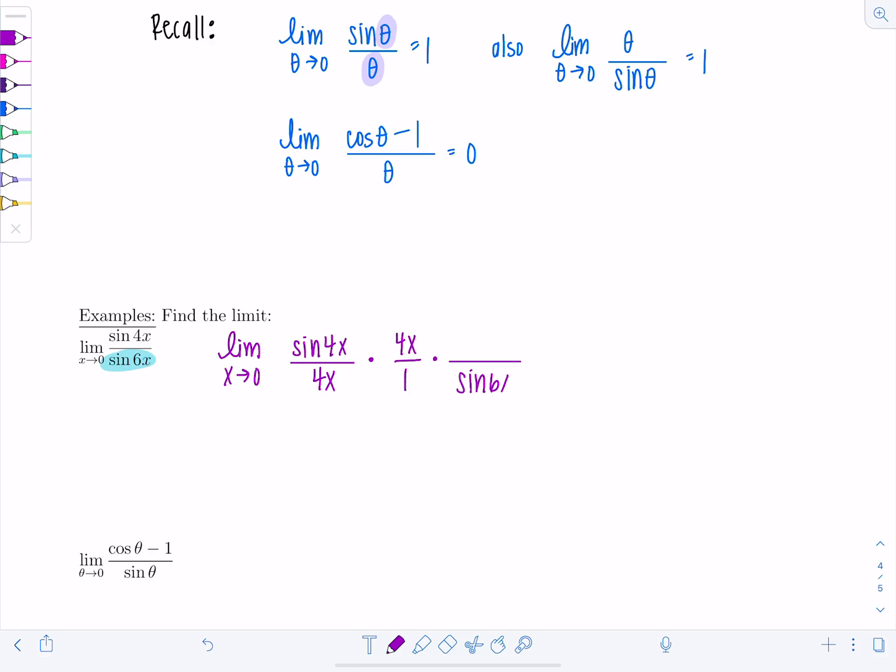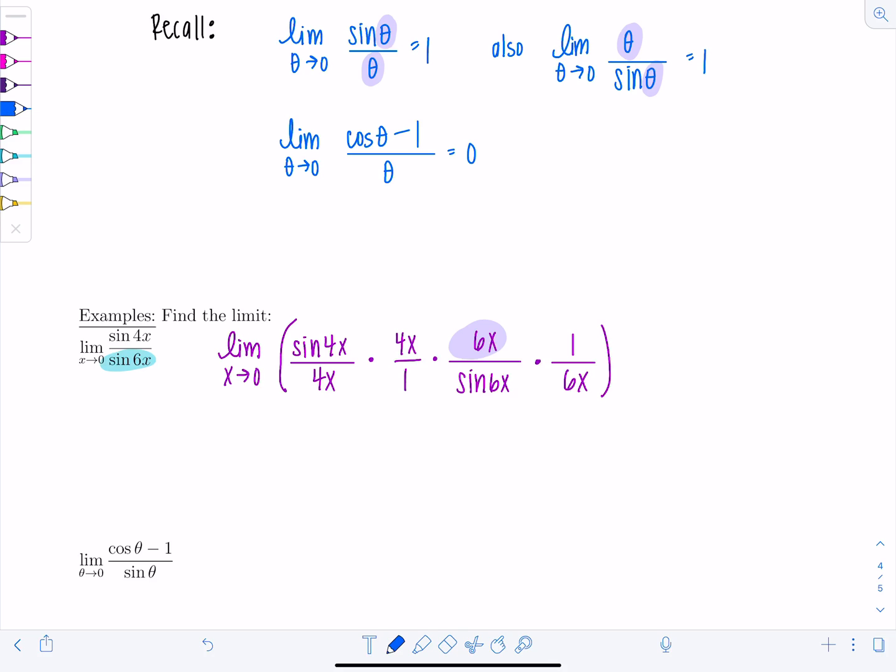Now you tell me, what do you wish was sitting up here, so I could use this other limit formula? Don't you wish there was a 6x there? I sure do. So make it happen and then go, oh, I multiplied by 6x in the numerator, so I got to multiply by 6x in the denominator. That way I haven't altered the expression whose limit I'm taking, okay? And then now we're ready to go. We can take this limit, okay?